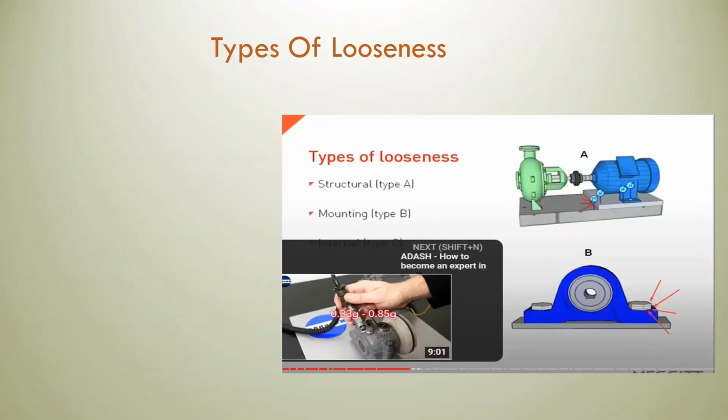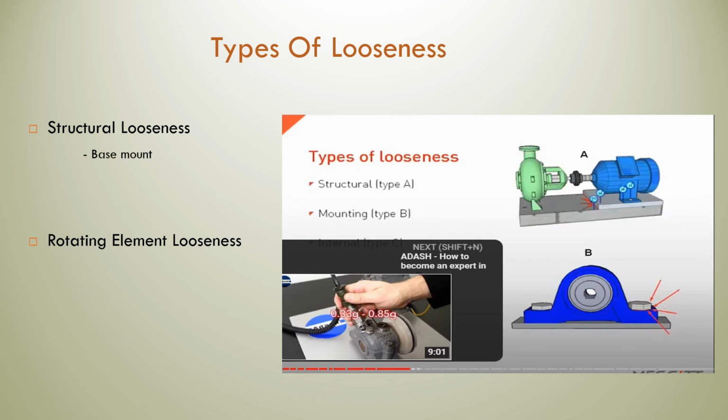Types of mechanical looseness are categorized by 1. Structural looseness and 2. Rotating element looseness. Structural looseness includes looseness of base mount, split casings, bearing caps and bearing supports. Whereas rotating element looseness consists of looseness of impellers, fans, bearings and couplings.